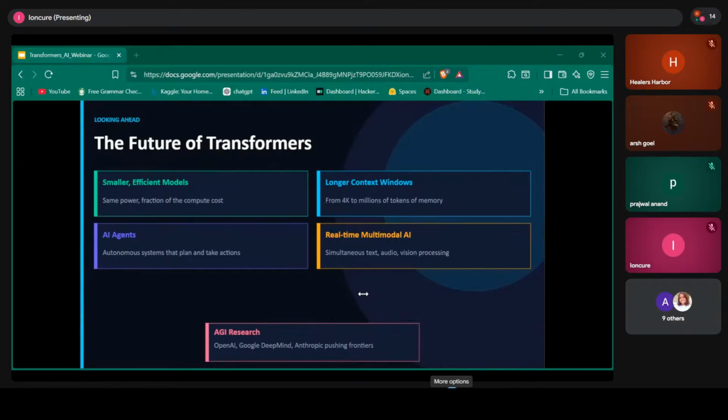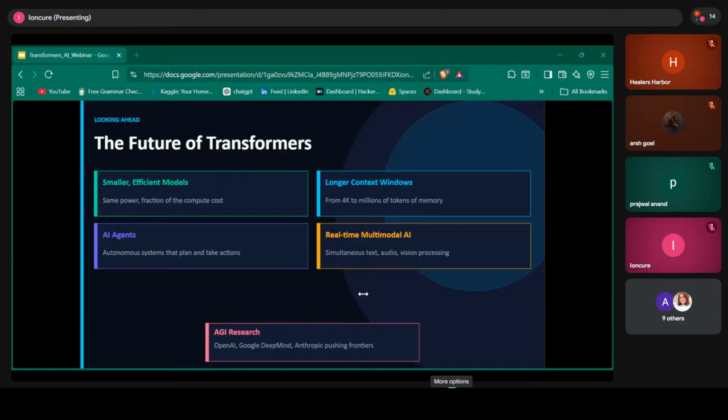So, where are we headed? Let's look into the future of transformers, a few exciting directions. First of all, smaller and more efficient models. Researchers are finding ways to get GPT-4 level performance at a fraction of the compute cost. Second, longer memory. Early models had tiny context windows, but today we are at millions of tokens, and this is expanding fast.